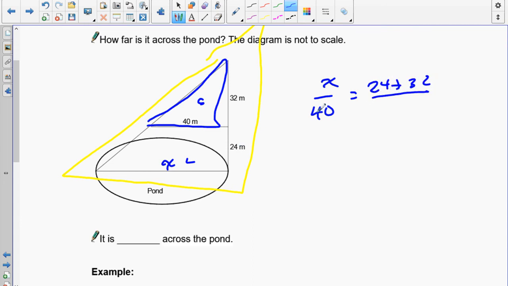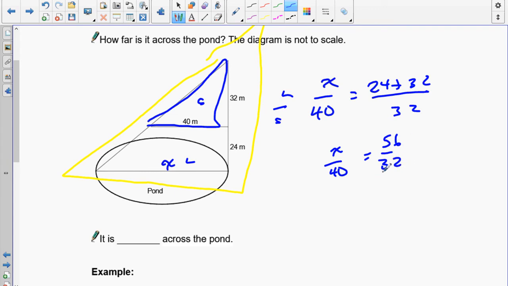And that's over top of the 32, because that's the small one. See, I'm doing large over small. So these have to be the large ones, these ones have to be the small ones. So when you put 24 and 32 together, you get 56 over 32. And on the left side over here, I still have x over 40. So now I want you to pause the recording and solve that.